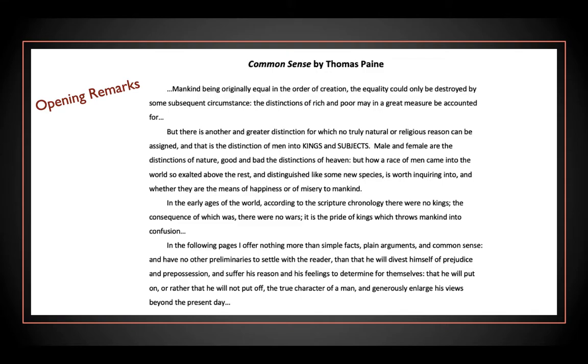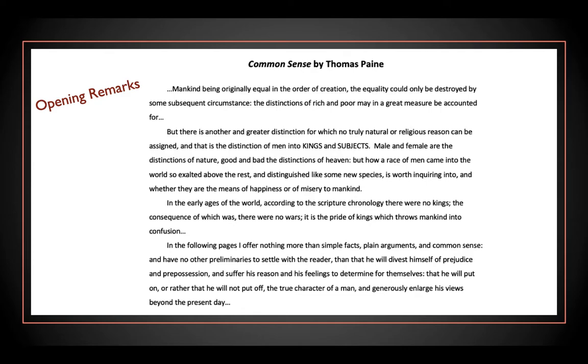In the following pages, I offer nothing more than simple facts, plain arguments, and common sense, and have no other preliminaries to settle with the reader than that he will divest himself of prejudice and prepossession and suffer his reason and his feelings to determine for themselves, that he will put on, or rather, that he will not put off, the true character of a man, and generously enlarge his views beyond the present day.